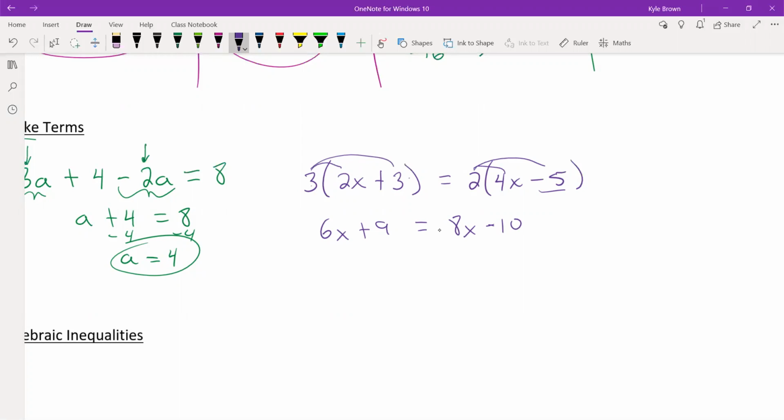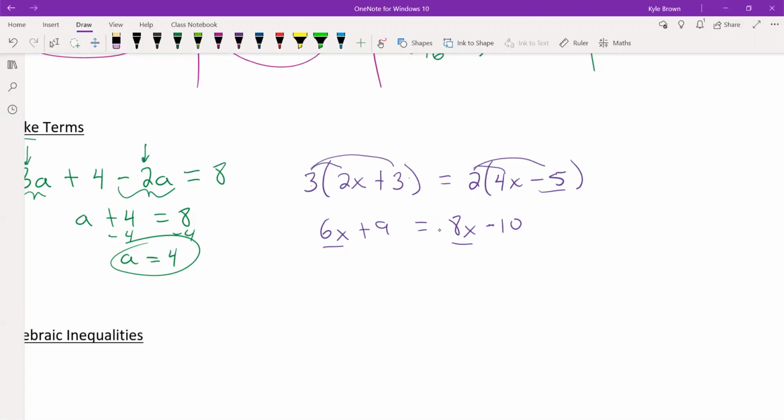But now my next step is I've got to get my like terms on the same side. I've got to get those x's on the same side, and just my numbers on the other, right? There are 2 ways we could do this. I could bring the 8x over there, so I'd be subtracting 8x. But looking ahead, if I did that, I'm going to have 6x minus 8x, which is negative 2x. Which is fine, I could do it that way, but I like to keep things positive if I can.